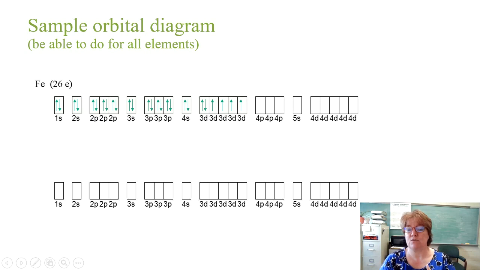So you want to be able to do this for all of the elements. We usually don't go quite up as high as we do on the electron configurations because they're a little bit more complex. It will take a little while, but once you do 5 or 6 of them, you start to get the habit, and it's not that hard.